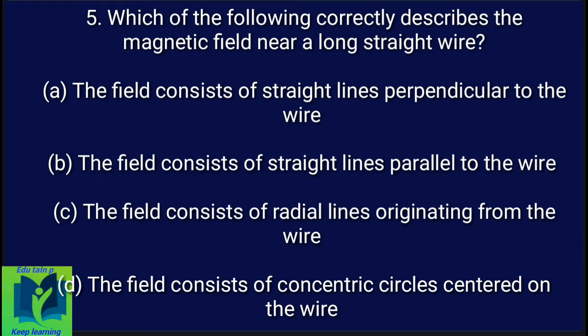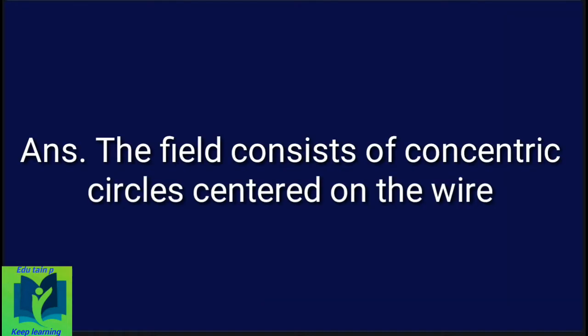Which one of the following correctly describes the magnetic field near a long straight wire? Option A, the field consists of straight lines perpendicular to the wire. Option B, the field consists of straight lines parallel to the wire. Option C, the field consists of radial lines originating from the wire. Option D, the field consists of concentric circles centered on the wire. The field consists of concentric circles centered on the wire.